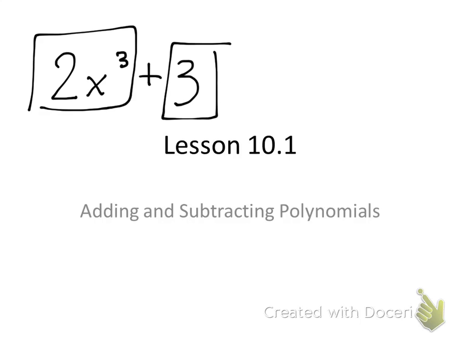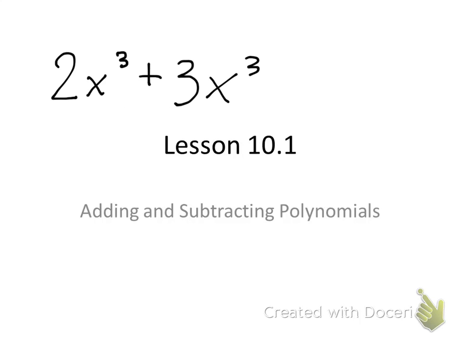Now, before we add or subtract polynomials, what do I have to have in order to add terms? Angelica? Like terms, because I could not just go and add those together and get 5x to the third power, because they're not like terms. Now, if I had 2x cubed plus 3x cubed, now they are like terms because they have the same variable raised to the same exponent, and I could add them together.